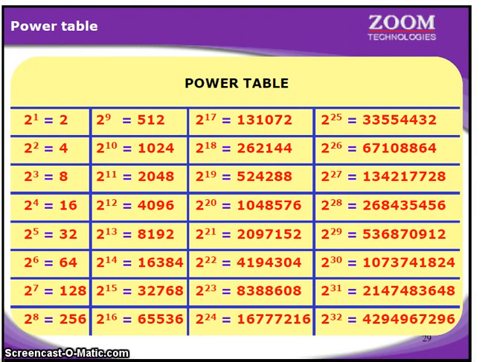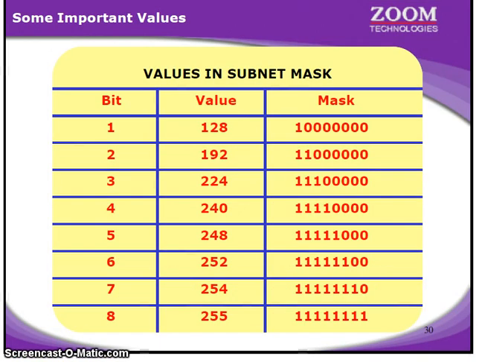These are just tables for your help during your calculations of the networks and the hosts. This is the power table. This has some important values for the subnet mask, that is, 255 is represented by this mask, and so on, useful during your calculations of number of hosts and networks.